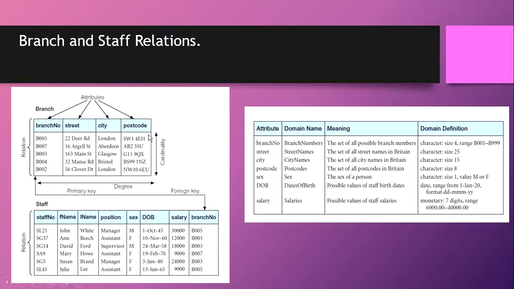By counting these tuples, we can find the cardinality of our relation, and by counting the attributes or the columns of a table, we can find the degree of our relation.